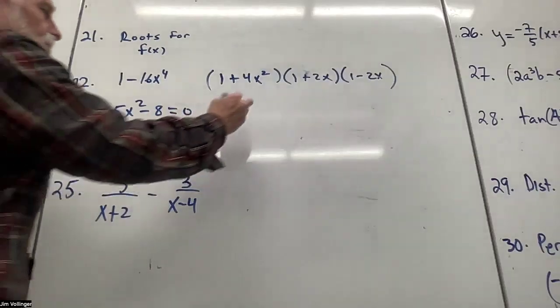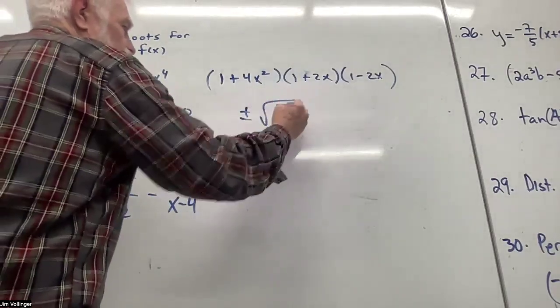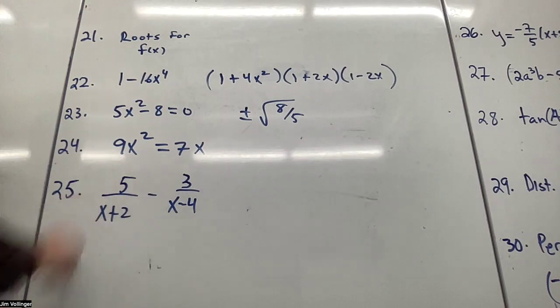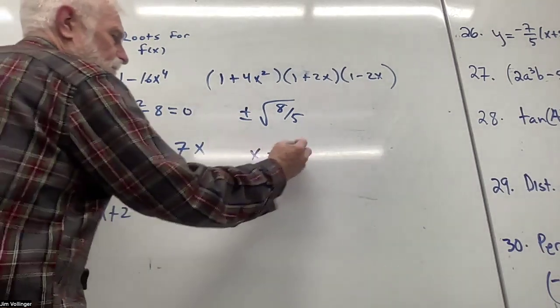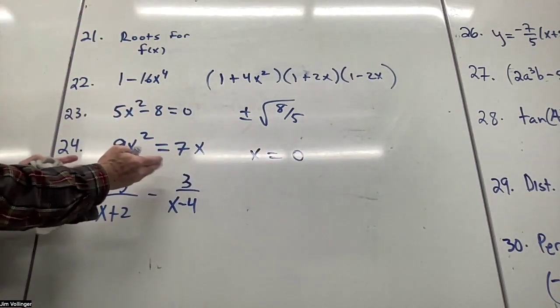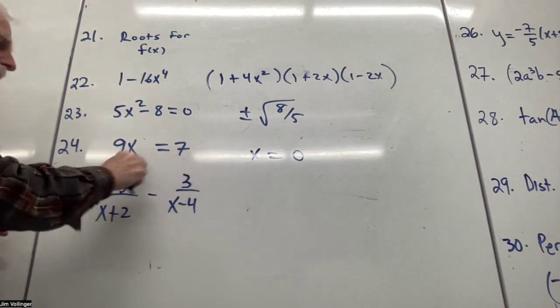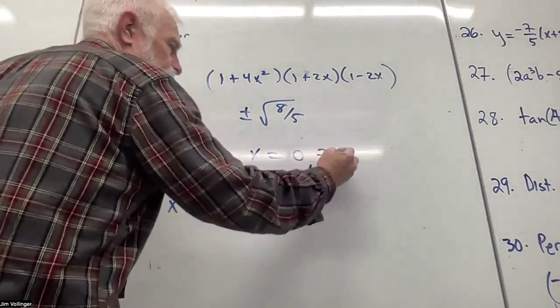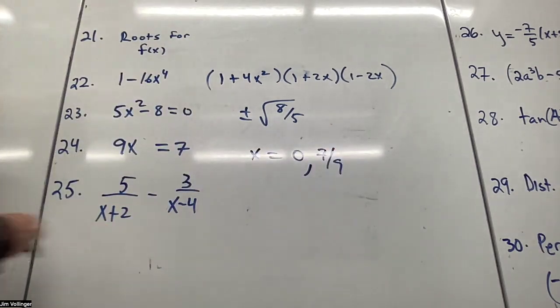This one you should be able to do in your head, plus minus the square root of 8/5. This one you should be able to do in your head, knowing that one of your answers is 0, so you don't have to put it in factored form. You take one of your x's out, and you got 7/9 as your other answer. All right, bingo, bango, bongo.